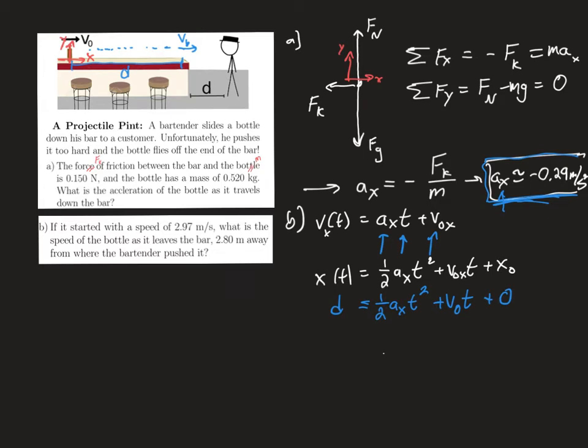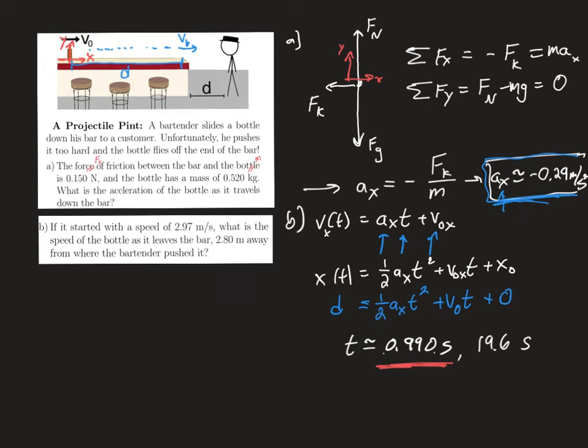I just went to Wolfram or something and figured out the two solutions to this quadratic equation are 0.990 seconds and 19.6 seconds. So this is a situation where we have two positive values for the time. So we have to decide which of these two positive values makes the most sense. Now, if you think of the physical situation, we can already come up with an argument for why the first, 0.990 seconds, makes the most sense. You're sliding a bottle down a bar, right?